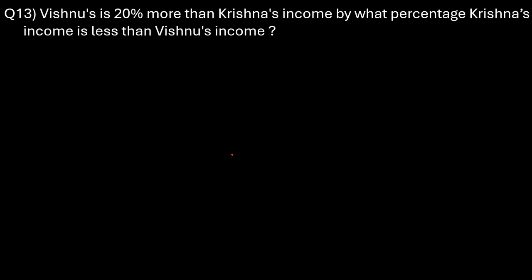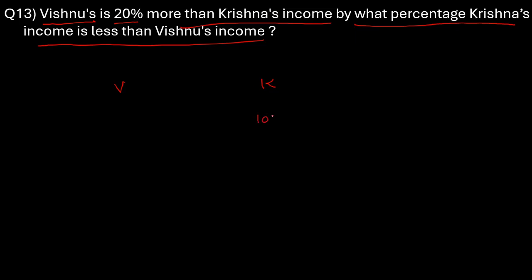Let's move to the next question, guys. Vishnu's income is 20% more than Krishna's income. By what percentage is Krishna's income less than Vishnu's income? So, Vishnu and Krishna. Let me suppose Krishna's income to be 100 and Vishnu's income is 20% more. That is 20 more than Krishna. So, Vishnu's income is going to be 120.